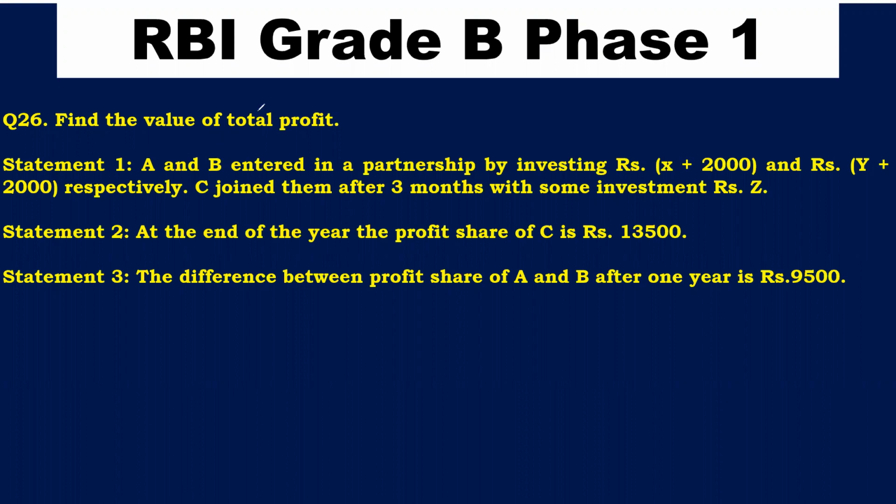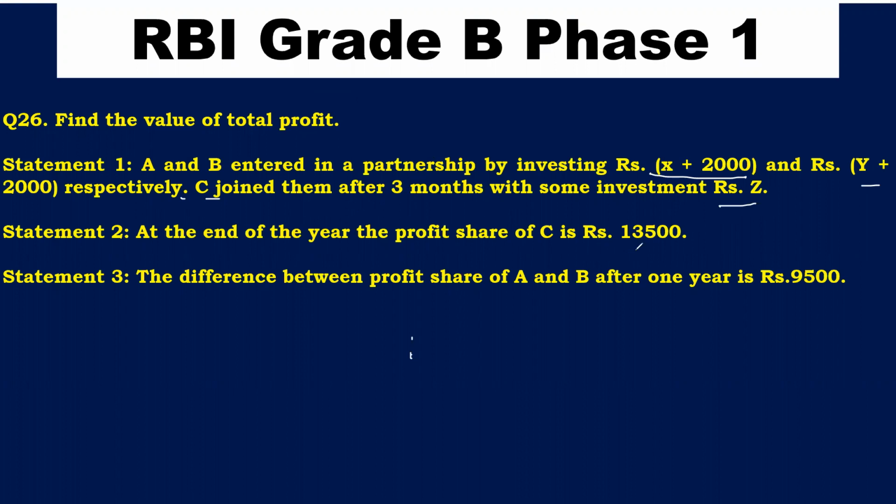So this is a data sufficiency question. How many statements out of these are sufficient to answer the question? So there are too many unknowns here. We don't know A's investment. We don't know B's investment. We don't know C's investment either.